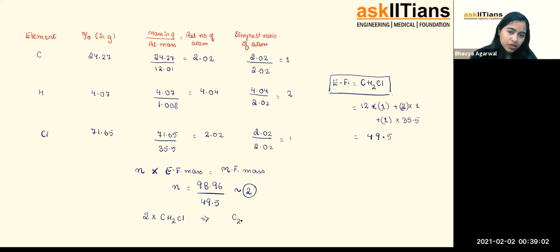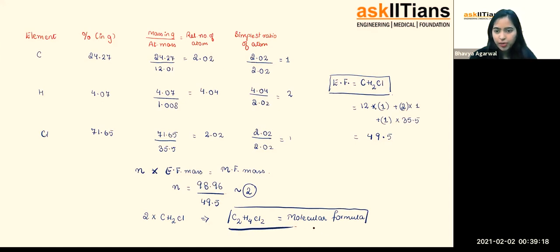So that means C2H4Cl2 will be the molecular formula. And that are your answers. We had to find out 2 things, empirical formula and molecular formula. And finally, we have found both the things. Right? Is it clear up till here?